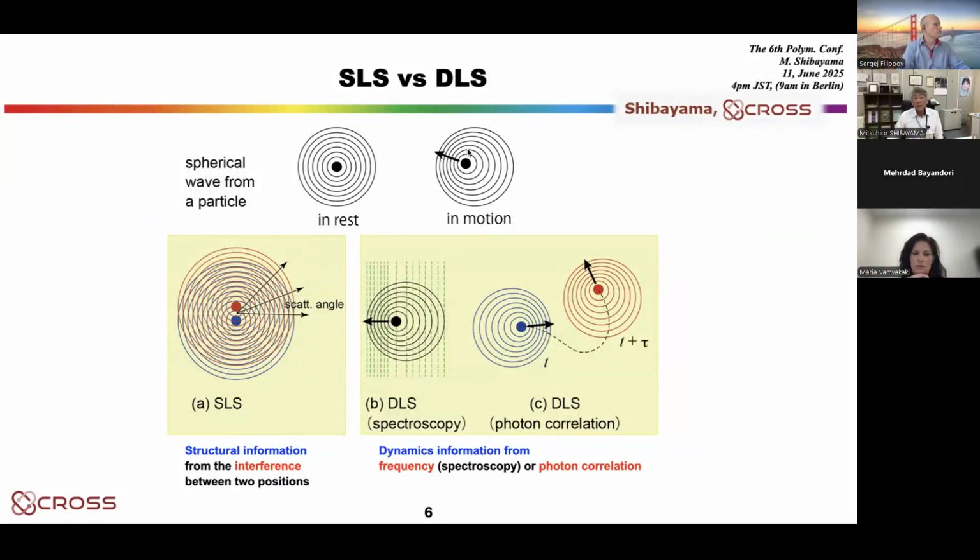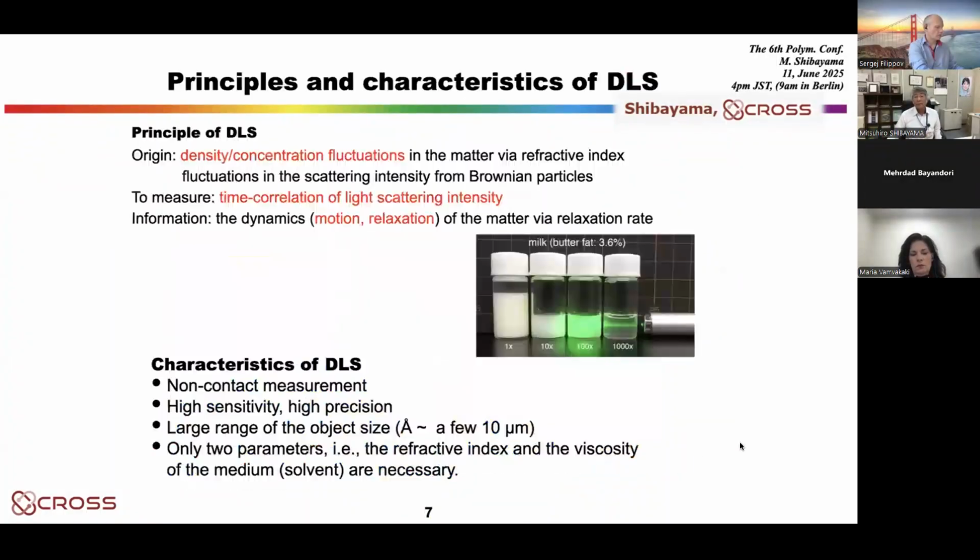On the other hand, if the particles are in motion, we have two ways to study the dynamics. One is spectroscopy. By the frequency change, we can get some information on how fast the particles are moving. The other one is time correlation. By taking the time differences between blue and red, we get some information about the dynamics, which is called time correlation, or photon correlation spectroscopy.